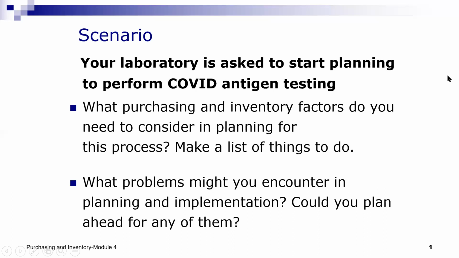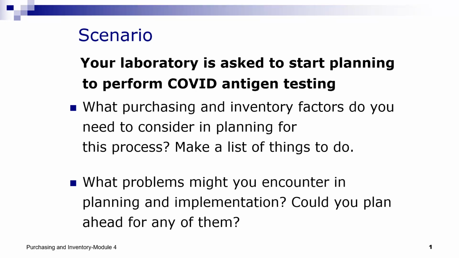So the scenario was just, your lab is asked to start planning to perform COVID antigen testing, and I just chose that because of the timeliness of COVID. It could be any test that you want, whether it's immunohistochemistry or microbiology or whatever. But this is a test that you are not currently performing and is going to require a new set of reagents and products. So essentially, this was just designed to help you think through what you need to consider in planning for this. So I said make a list of things to do.